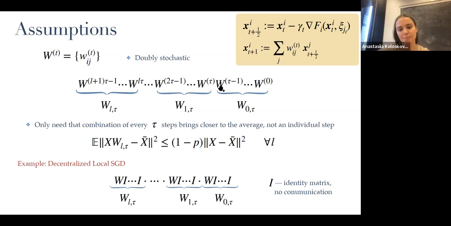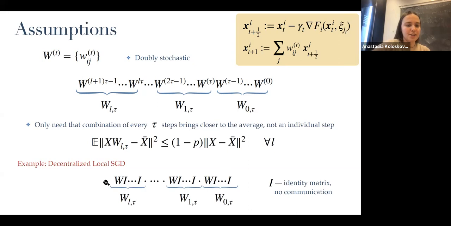As a reminder, this multiplication of matrices W just means that we apply first matrix W0 to average, then matrix W1 to average, and so on. So it's a consecutive application of these averaging steps. And so what we need is not that every individual matrix brings us closer to the average, but that the combination of every tau steps brings us closer to the average. Basically, if we define this W_{l,tau} as the matrix of tau consecutive averaging steps, then only after tau steps do we need to become closer to the average.